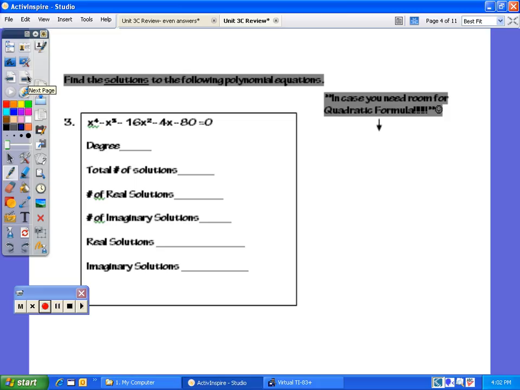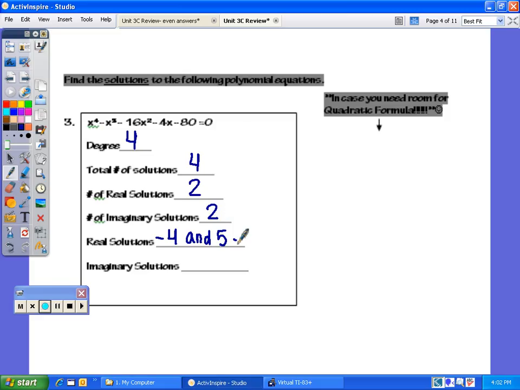Okay, we did this one in class, so we have a degree of 4. Total number of solutions should be 4. So you put it into your calculator just to see how many times it crosses the x-axis. You'll notice when you put it in your calculator, it crosses the x-axis in 2 spots. At negative 4, and it crosses it at 5. That means we have 2 real solutions. 4 minus 2 is 2, meaning we have 2 imaginary.